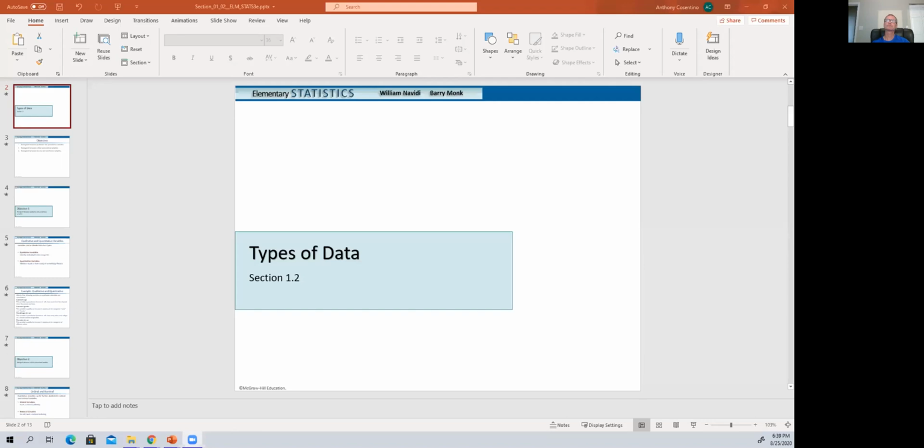Hello, class. We're going to move on to the next section here, section 1.2, which just talks a little bit about different types of data. And again, obviously, data is quite important in the statistics class. And again, this is a lot of definitions.